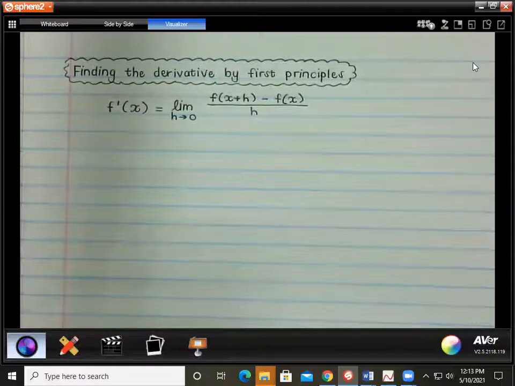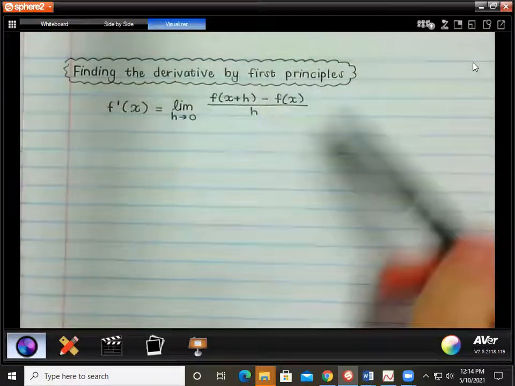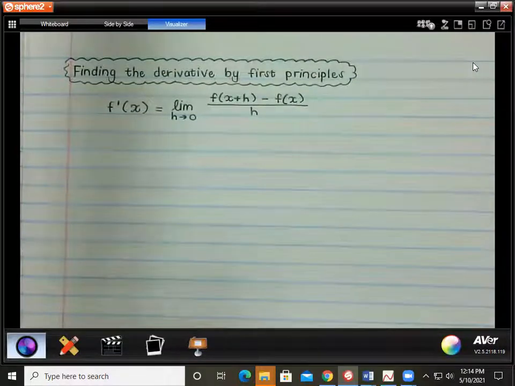Ma'am, we are supposed to get the same derivative as if we were to just use the derivative? Yes, exactly. So this is just a much longer way of doing it, but you can always check your answer. So once you're getting to your answer using first principles, you can check whether that is in fact the derivative.